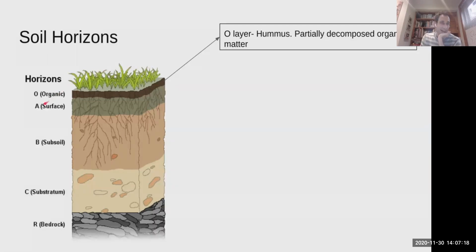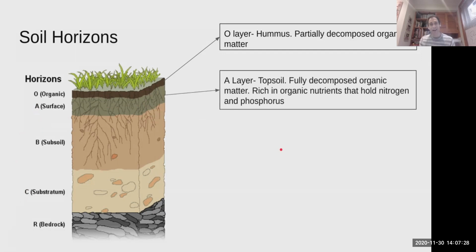Next, we have our A layers. And just before we go, the A, B, and C layers don't stand for anything. Just letters of the alphabet. Our A layer can be referred to as topsoil. This is very rich in organic matter. It's fully decomposed organic matter. So things in the O layer will become the A layer. Just give it a little more time.